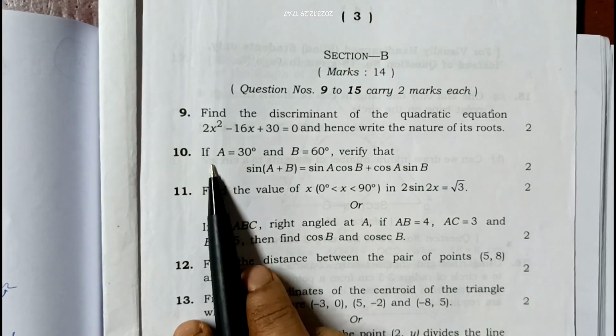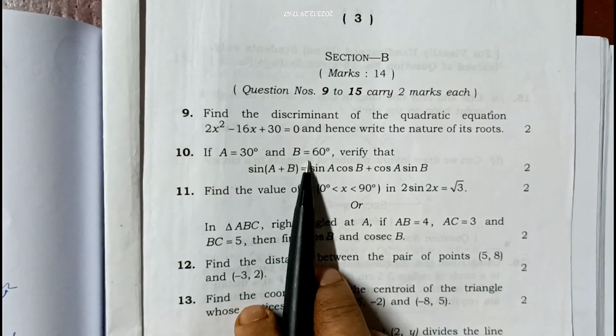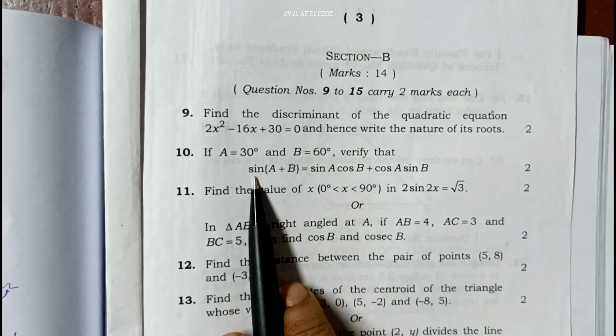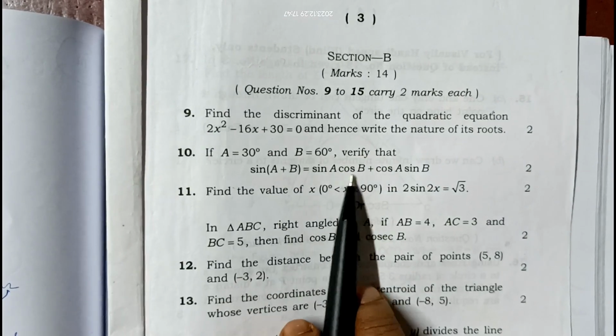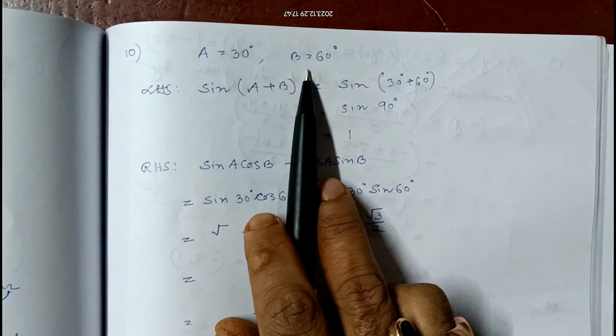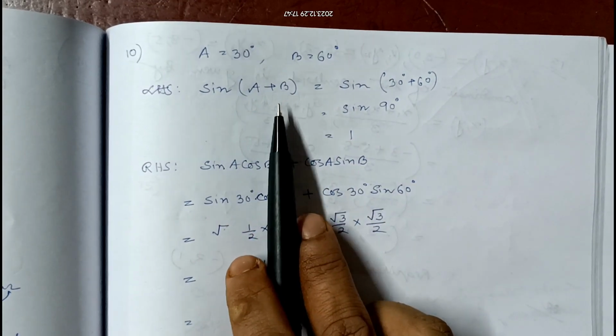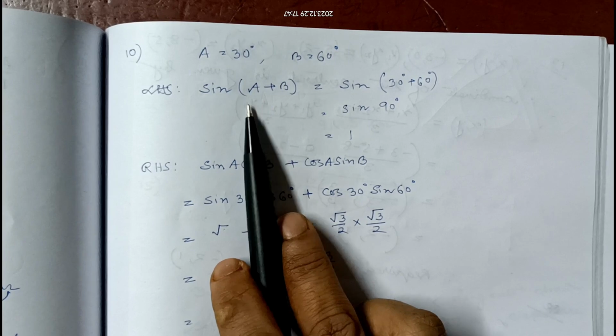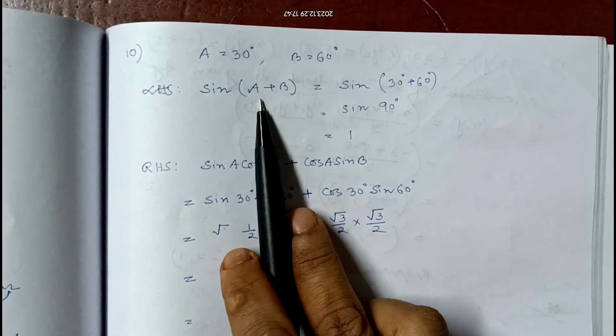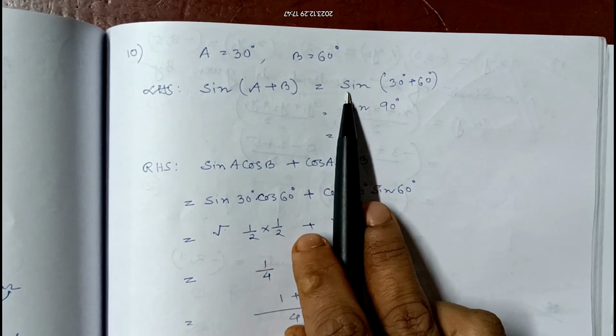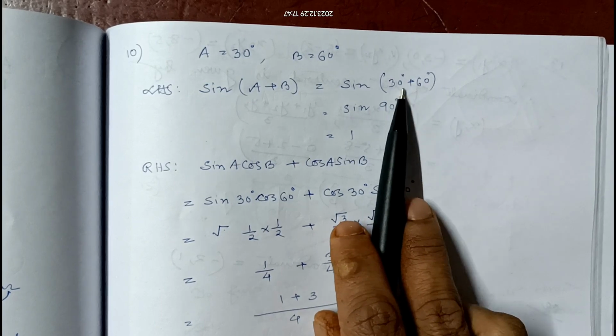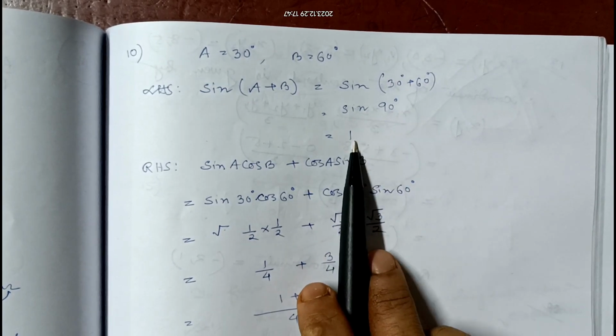Question number 10, it is given, if a is 30 degree and b is 60 degree, verify that sin of a plus b is sin a cos b plus cos a sin b. Here a is 30 degree, b is 60 degree. First of all, we are calculating the left hand side, which is sin of a plus b. Here a is 30, b is 60, so it will be sin of 30 plus 60, which will give 90, and sin 90 is 1.